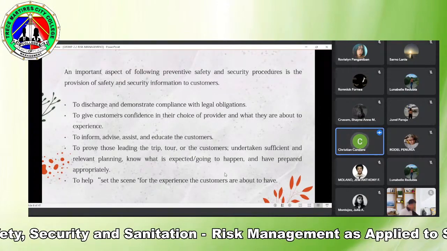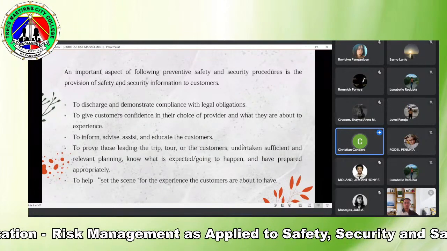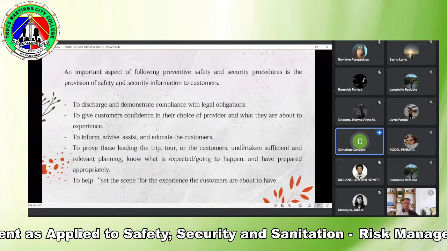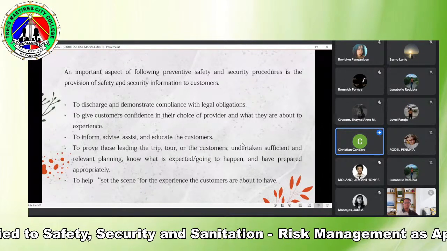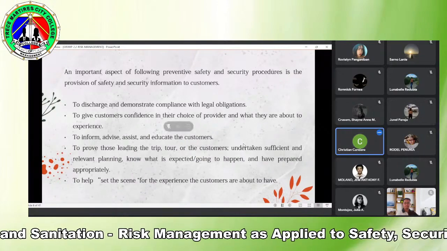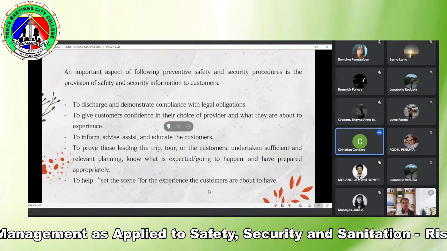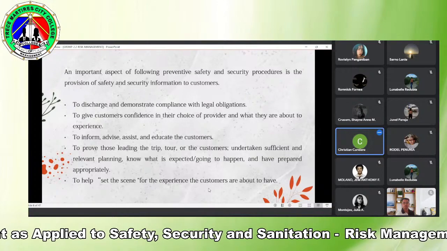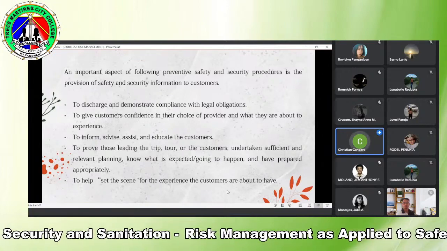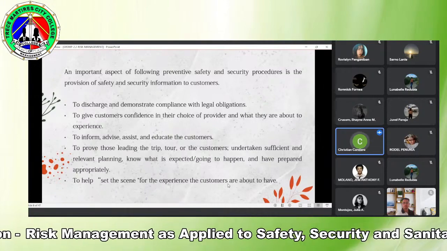Next is to give customers confidence in their choice of provider and what they are about to experience. Why is it so important to provide great customer service in a hotel? It wasn't long ago that travelers would book hotels without knowing much about them. Without the aid of review sites and social media, most people had to make do with travel guides and hotel marketing to choose where to stay. If they had a negative experience, they probably never stayed there again. And maybe told a few people, but that would be it.